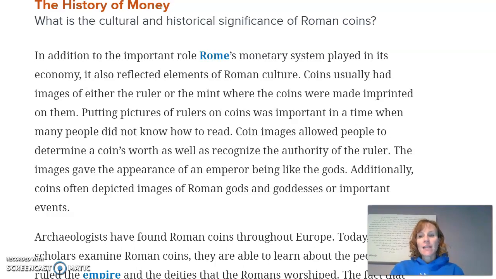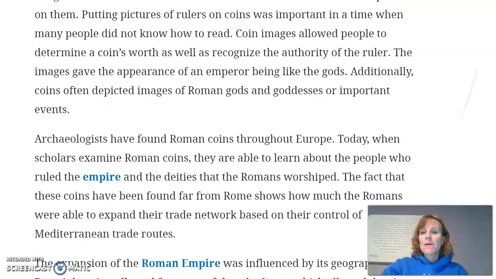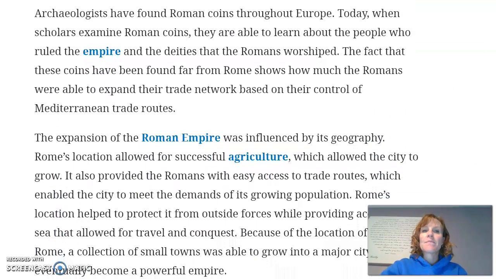So this paragraph is saying that just like we do today, in Roman culture, they would always put a picture of either a ruler, a god or a goddess, or a mint, and a mint is the place where the coins are printed onto the coin. So this could tell them how much each coin was worth. Okay, that's what that paragraph is talking about. Next paragraph.